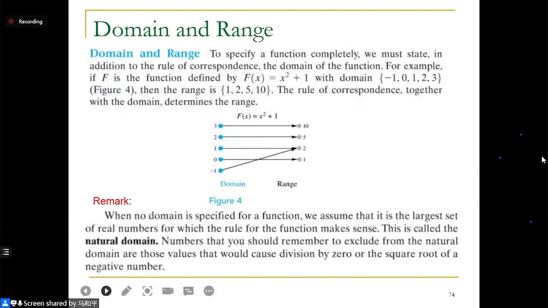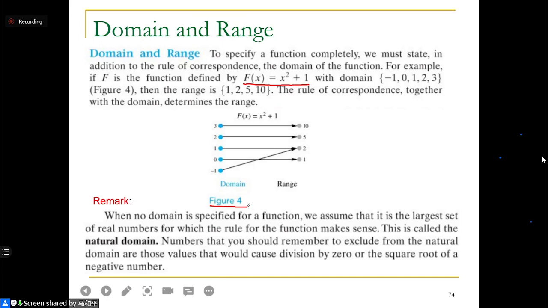Now we will learn the domain and the range. To specify a function completely, we must state, in addition to the law of correspondence, the domain of the function. For example, f is the function defined like this, with domain {-1, 0, 1, 2, 3}.